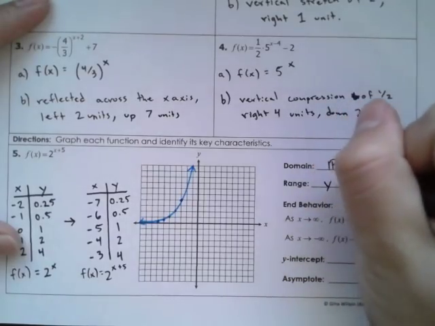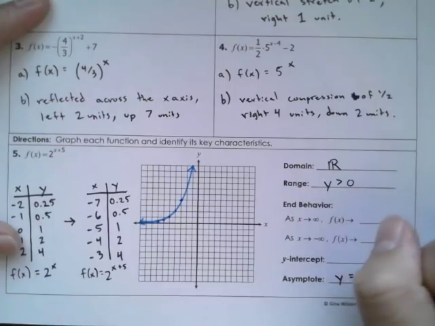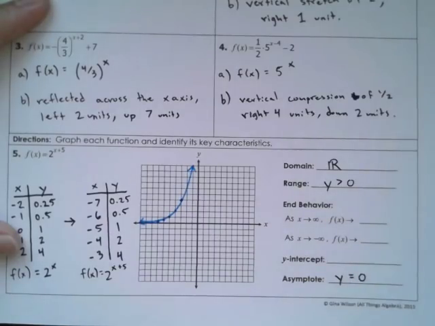So my range is all y is greater than 0, and I also know that my asymptote is y is equal to 0. As x approaches infinity, f of x is going to increase to infinity. As x goes towards negative infinity, f of x is going to get closer and closer and closer to my asymptote, but it's not going to cross.